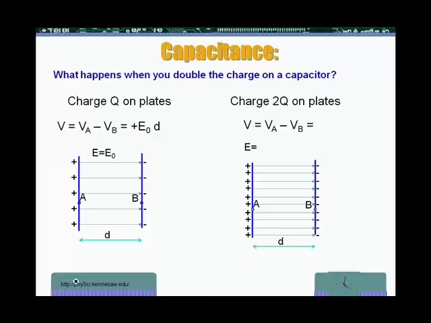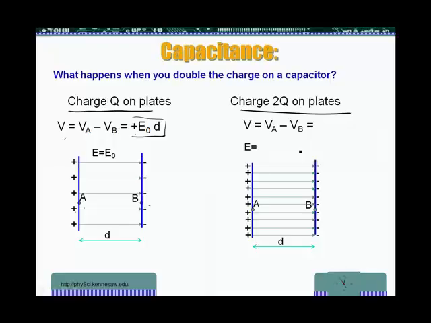Let's work this question here. What happens when you double the charge on a capacitor? So we have a capacitor and we manage to put on it twice the charge. Initially, the voltage across the plates of the capacitor is given as E0 times D. Call it the electrical field here E sub 0.